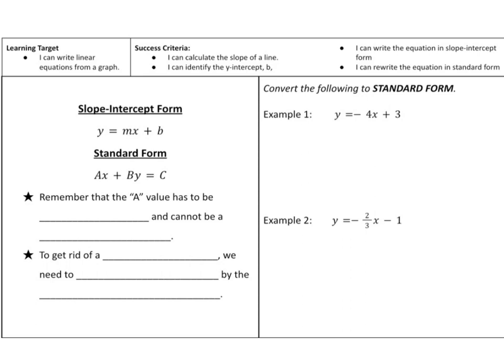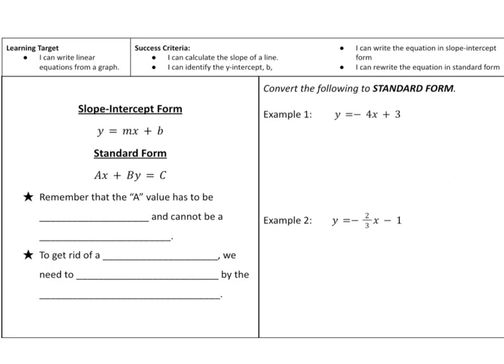We're learning to write linear equations or linear functions from a graph. So we're kind of going the opposite way. Last unit we looked at making graphs from an equation. Now we're going to look at, if we already have the graph, can we write the equation? And we're going to look at it in two different forms: slope-intercept form and then standard form as well.